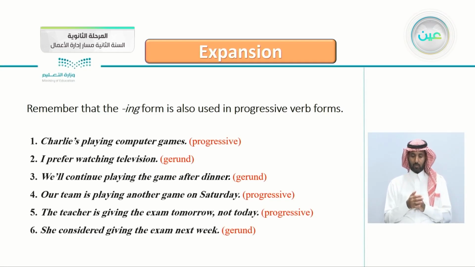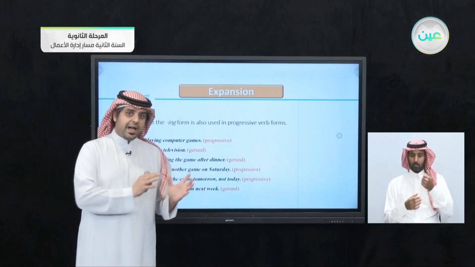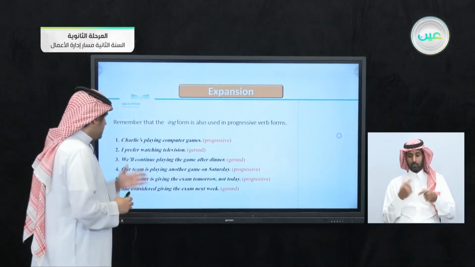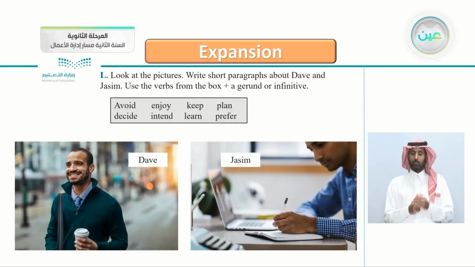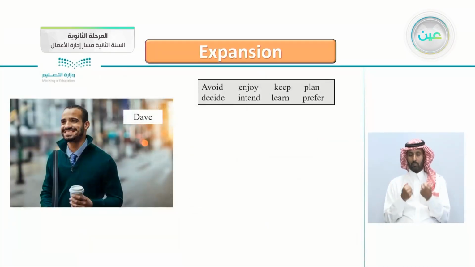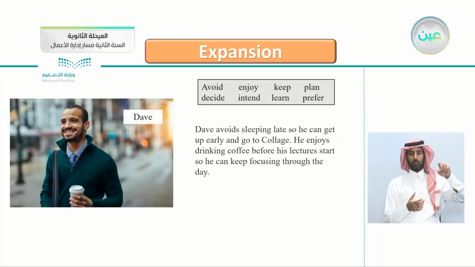Try to differentiate between the gerund and the progressive. We'll continue playing the game after dinner. This is a gerund. Our team is playing another game on Saturday. This is a progressive. The teacher is giving. This is a progressive also. She considered giving the exam next week. This is a gerund.